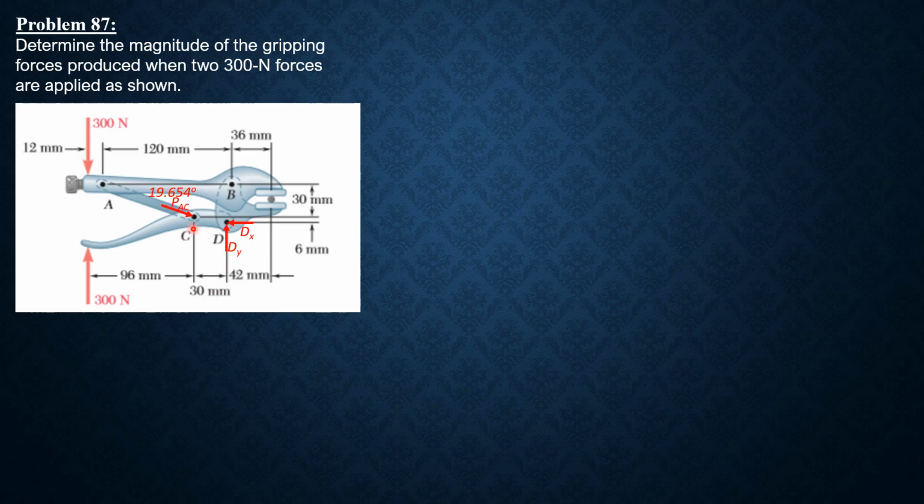So if we sum up moment about D, we have two components, vertical and horizontal. The vertical component produces counterclockwise moment about D. The horizontal component produces clockwise moment about D. So let's consider counterclockwise positive. So consider the lower portion of the handle CD and forces. Summation of moment about D equals 0, counterclockwise positive.